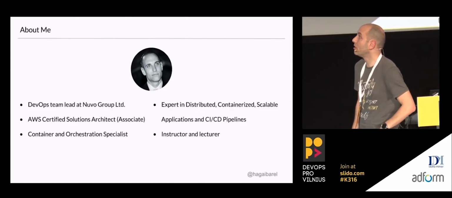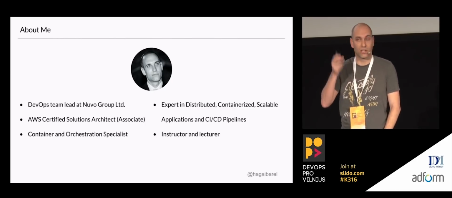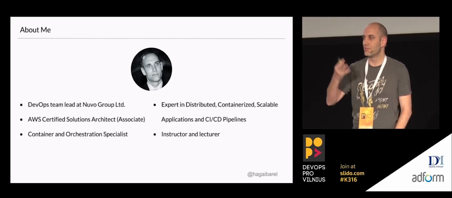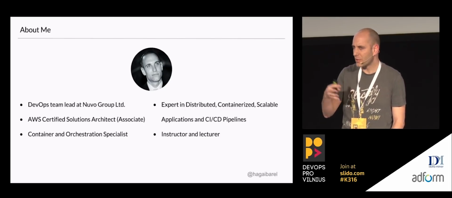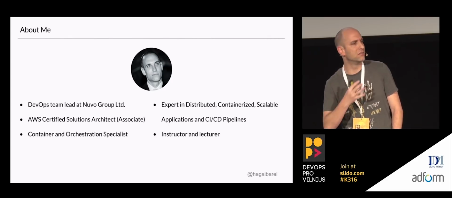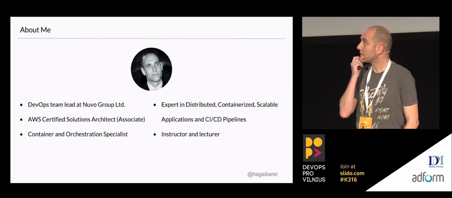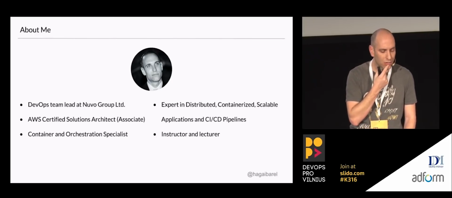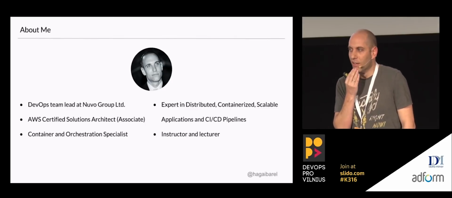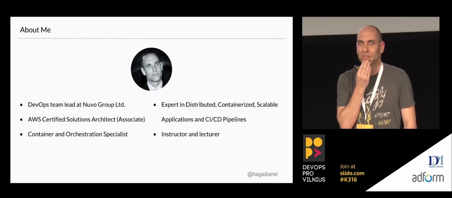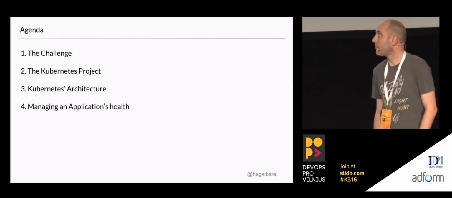All right, so about me, I'm the DevOps team lead at Nuvo Group. Nuvo Group designs, manufactures, builds, produces, and ships a pregnancy monitoring device, which collects data from pregnancy and processes them in the cloud. And we have a pretty big environment on AWS. I'm also a certified solution architect at AWS. I do a lot of container and orchestration jobs. I used to be a consultant in my wild days, so I did a lot of training and lecturing, and here I am. So that's me.